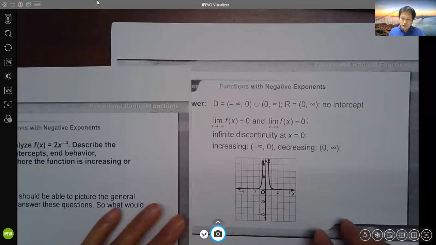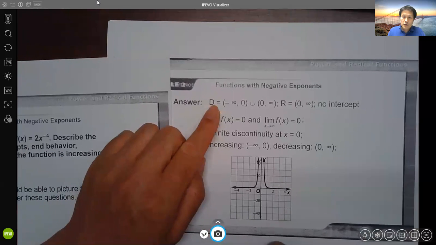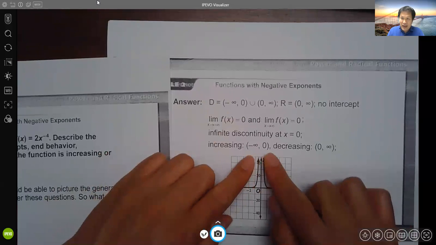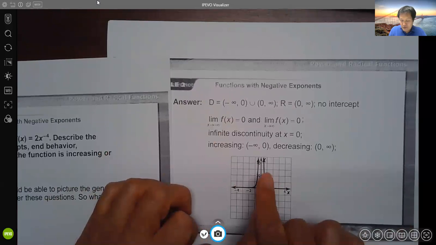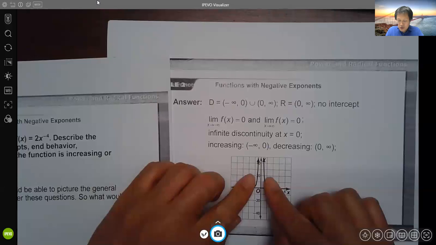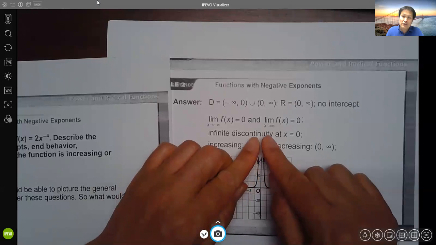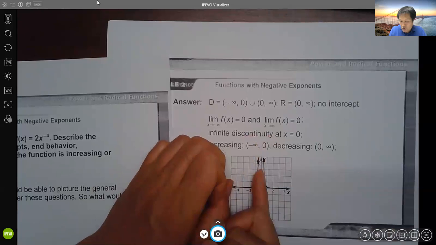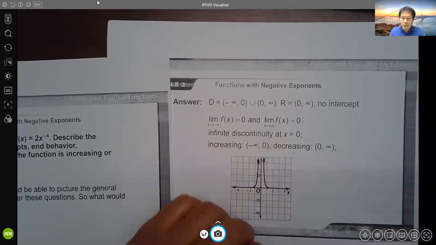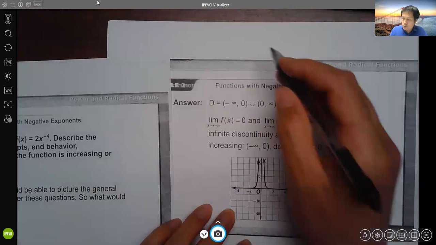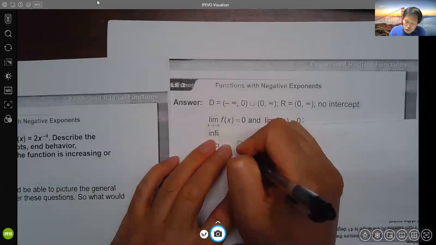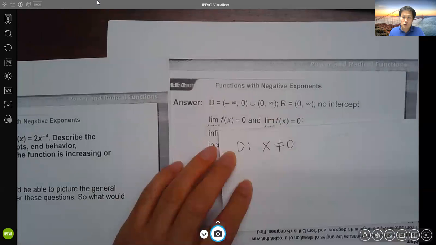Then you can answer. I ask you what is the domain. If you look at it, you can see there is a gap. It's not connected. The left curve and right curve are not connected to each other. They keep going up, but they will never touch each other. So there's nothing going on at x equals 0. What does that mean? Domain is x cannot equal 0.